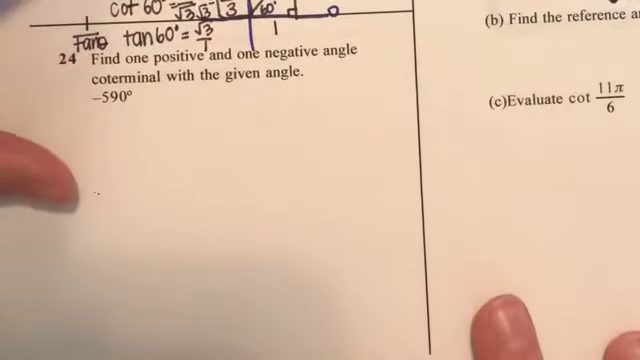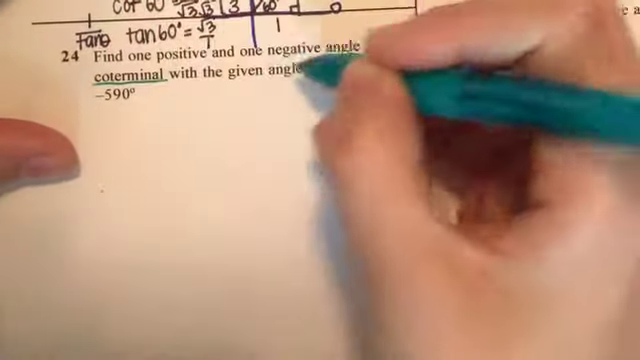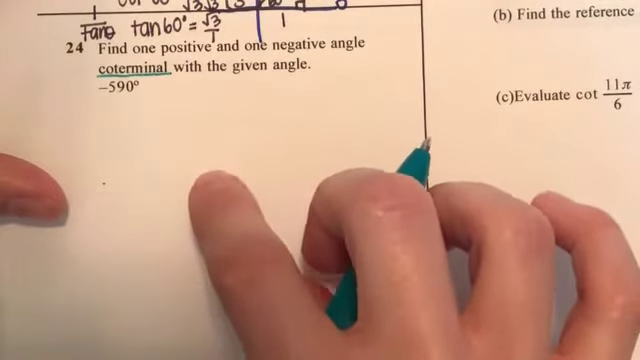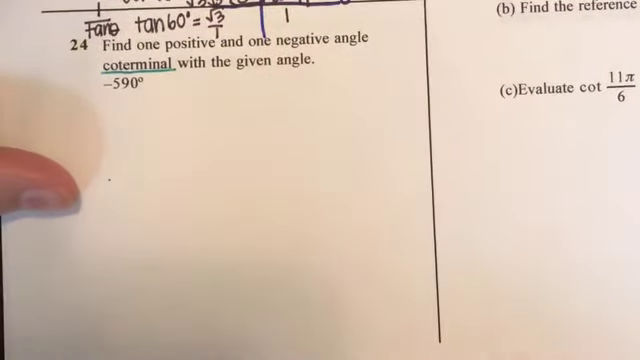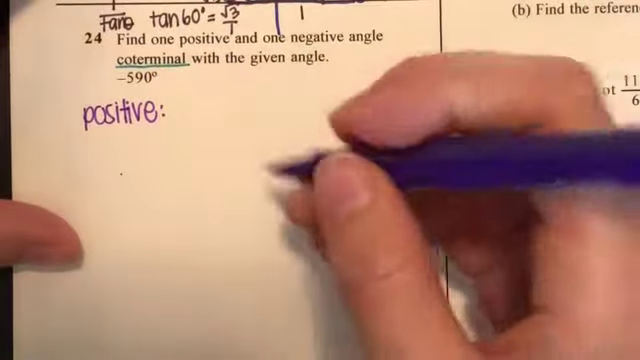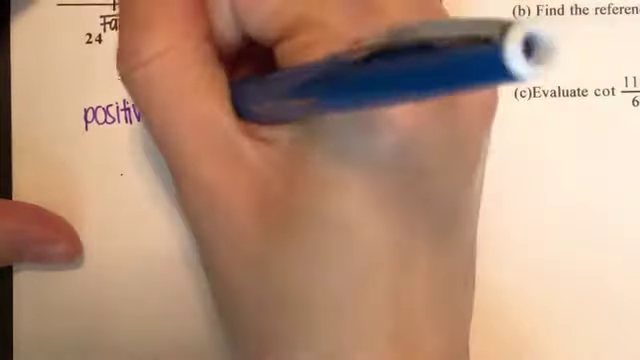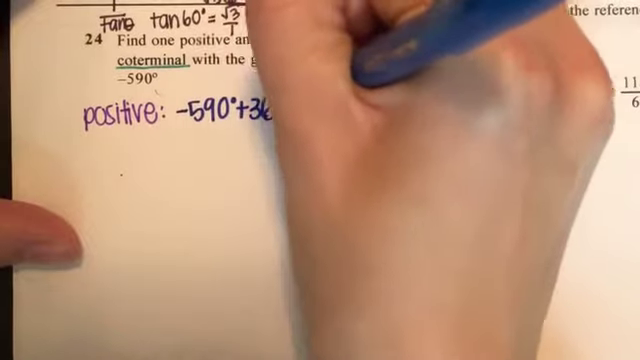All right, in number 24, we're going to find one positive and one negative angle coterminal with the given angle. So we remember coterminal means it lies on the same place in the unit circle. It's just gone around 360 degrees, either by adding or subtracting. So if I want the positive coterminal angle, I'm going to take negative 590 degrees and go around the circle by adding 360. So I have negative 590, I'm going to add 360 degrees.